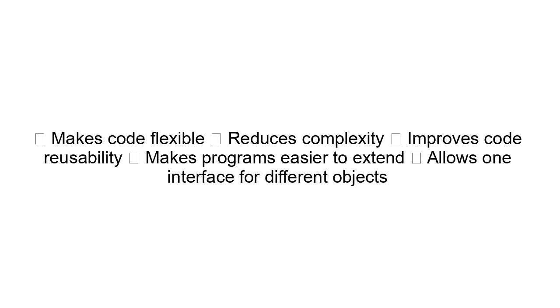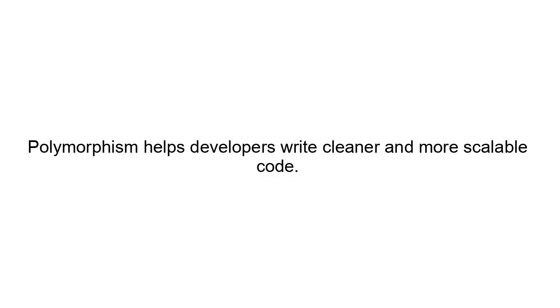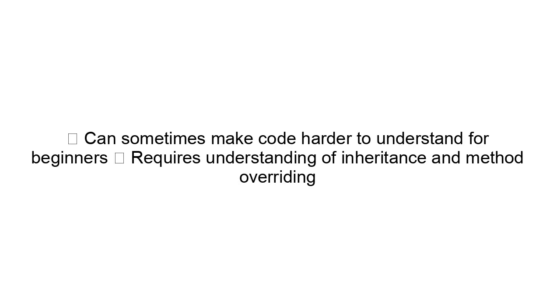Advantages of polymorphism. Makes code flexible. Reduces complexity. Improves code reusability. Makes programs easier to extend. Allows one interface for different objects. Polymorphism helps developers write cleaner and more scalable code.